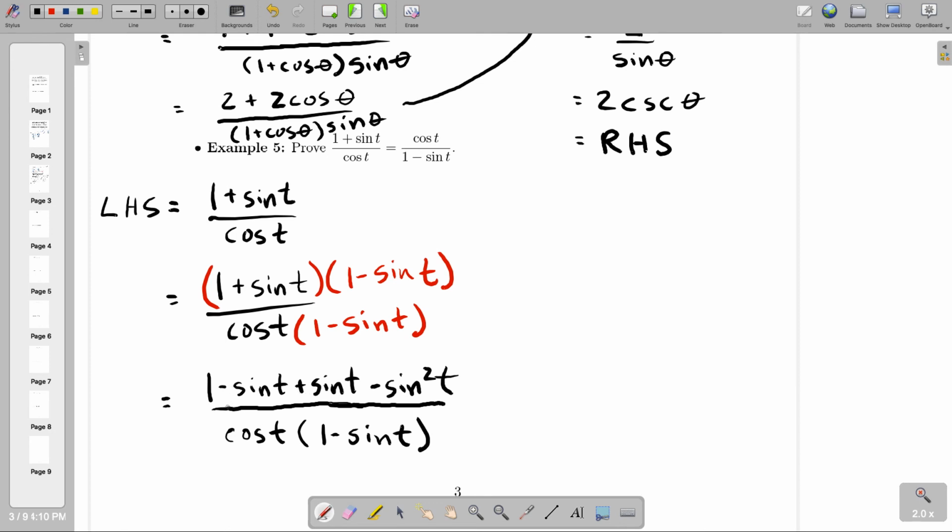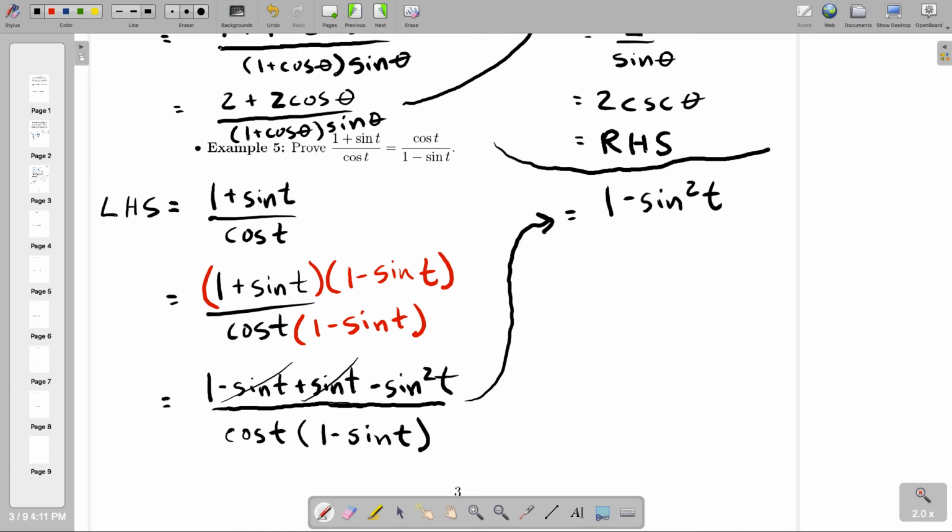All right, so of course the negative sine t and the plus sine t do go away, right? So what we're left with here is 1 minus sine squared t divided by cosine of t times 1 minus sine t. And we're actually almost done, as long as we recognize one thing.